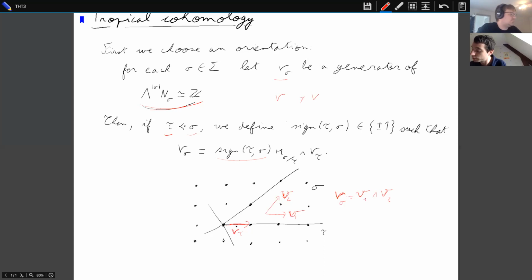Okay, sorry. So for instance, here, I look at nu tau. I look at the normal unit vector. And so here you see that the normal unit vector wedge nu tau is the opposite of what I choose for nu sigma. So here the sign of tau sigma will be -1, okay? So that wedge is the opposite of that wedge. But for instance, if I take tau prime to be this one, then with this nu tau prime, I will have a positive sign, etc. Okay.